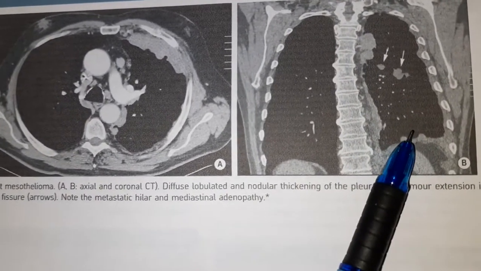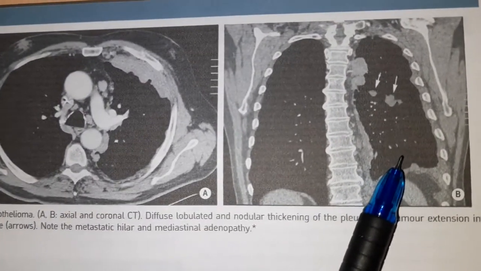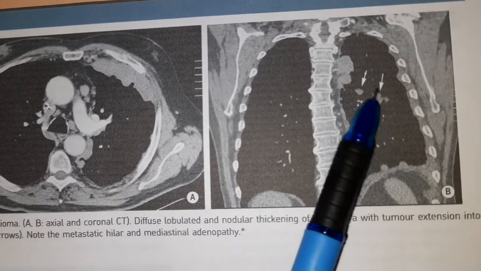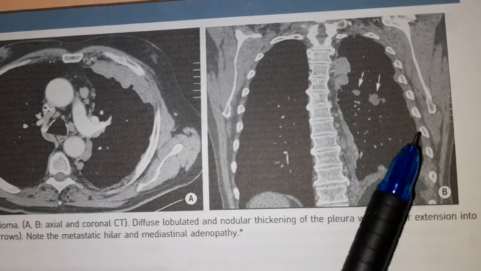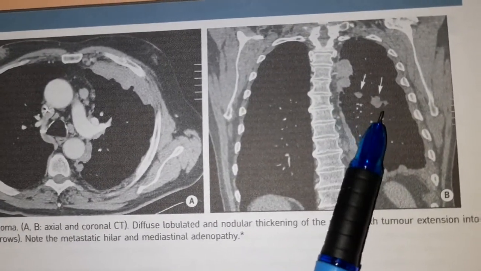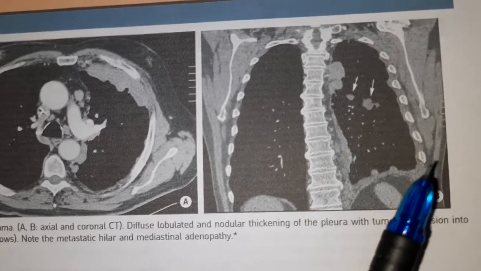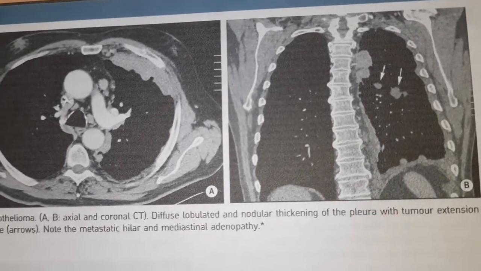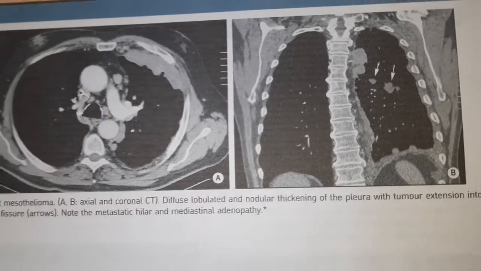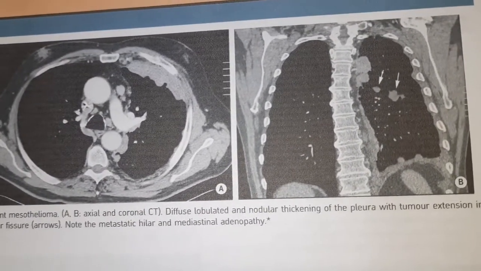Whereas this is the picture of coronal CT which is showing the well circumscribed masses which you can see, and also you can see metastatic hilar lymphadenopathy. So this is the picture of malignant mesothelioma.